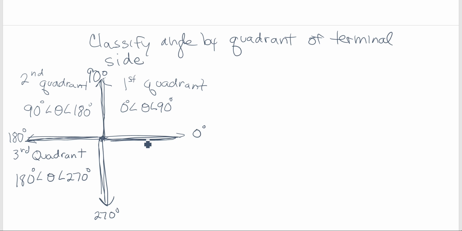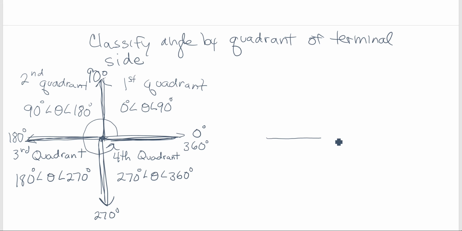And as I go back to that positive x-axis, that would be 360 degrees. And if I'm in the fourth quadrant, my angle would have its measure between 270 degrees and 360 degrees. And that would be if I were going around in a positive direction.